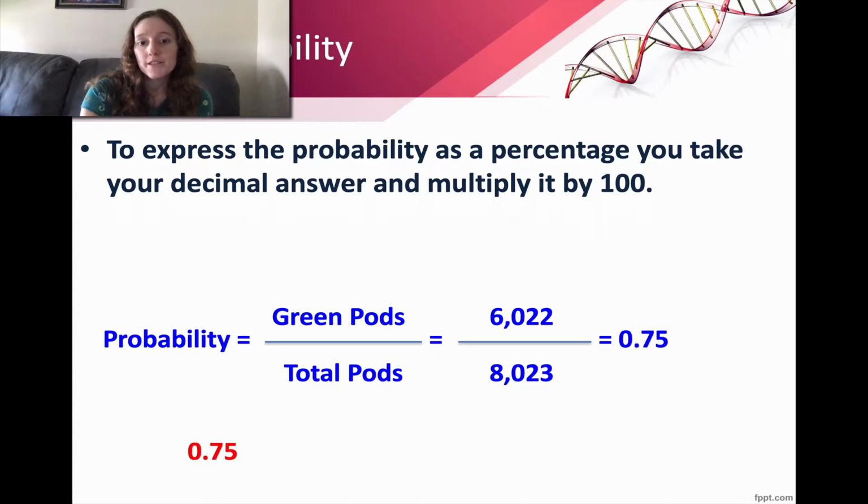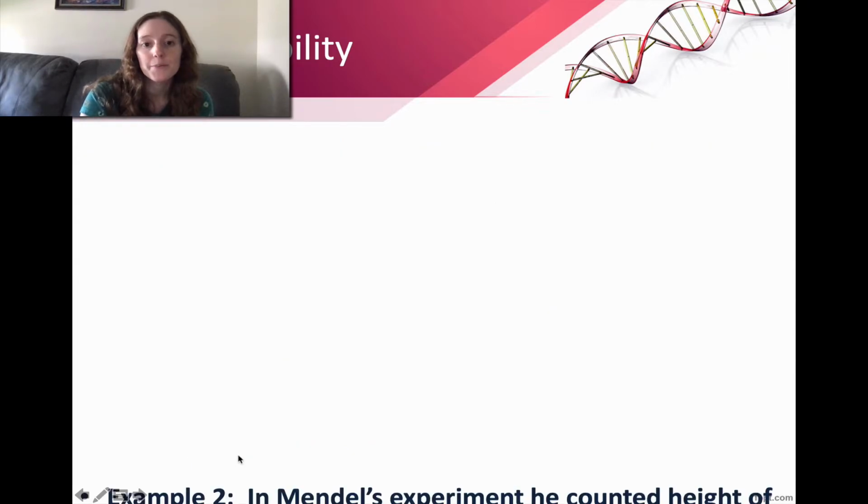Then we want to make it a percentage, so we're going to take 0.75 times 100, that gives you 75%, or you can move the decimal place 2 points to the right, and that gives you your percentage as well.